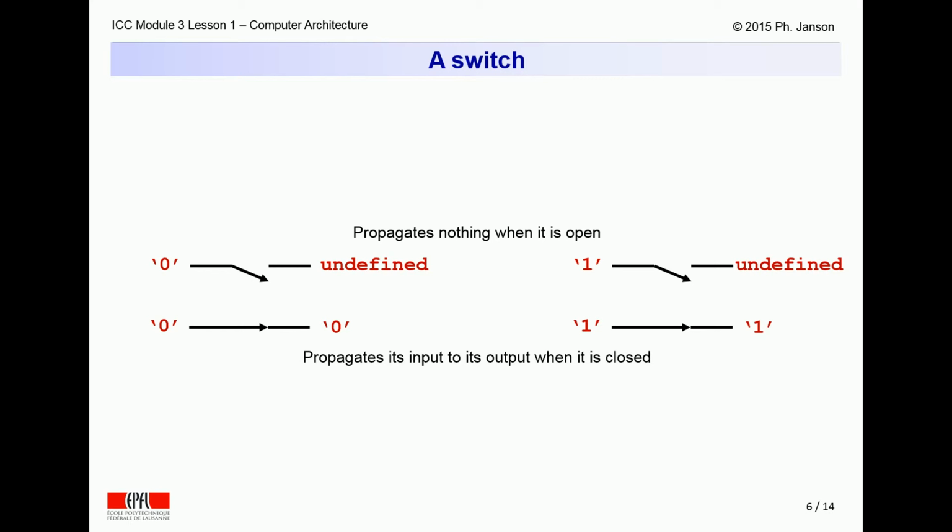What's binary about a switch is that it can be in one of two positions, opened or closed. In the open position, the upper line on this slide, a mechanical switch does not propagate its input to its output. Its output is floating and undefined. In the closed position, the lower line on this slide, the mechanical switch connects its output to its input so that the output equals the input, 1 or 0, 1.5 volts or 0 volts.